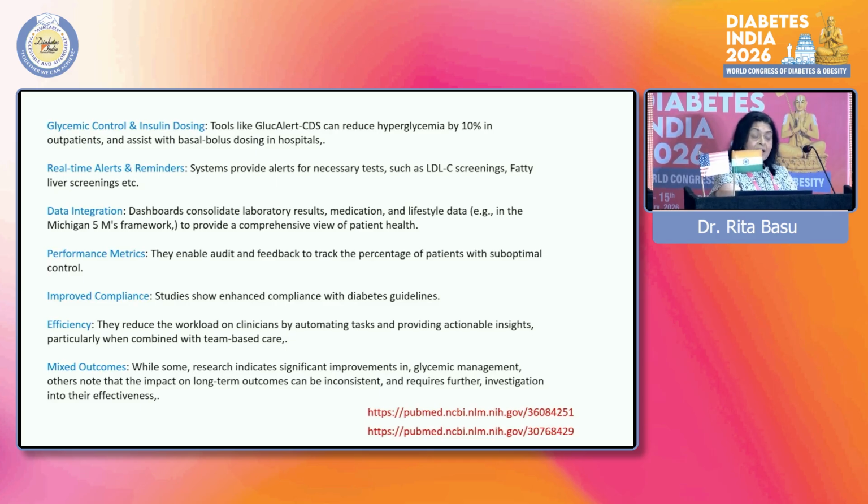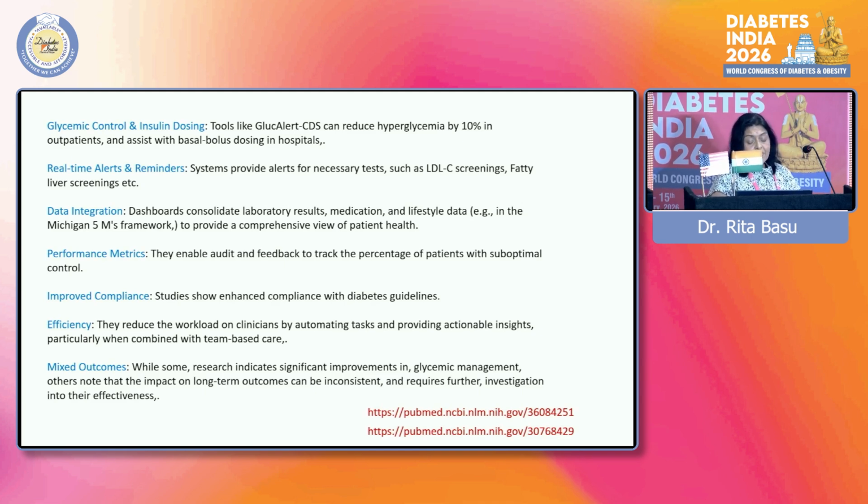Then you have real-time alerts and reminders. Systems provide alerts for necessary tests such as LDL-C screenings, fatty liver screenings, etc. In our clinic, in our hospital at UAB, all the providers get an alert in the EMR, which gives you the FIB-4 scoring. So that's another tool we can use. Data integration can be done, performance metrics can be used, compliance with guidelines can be improved by using AI tools, efficiency can be improved, and the workload of clinicians reduced by automating tasks.